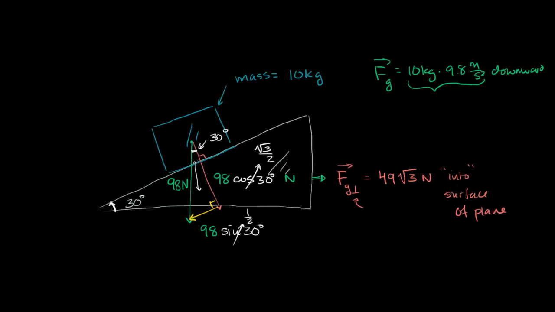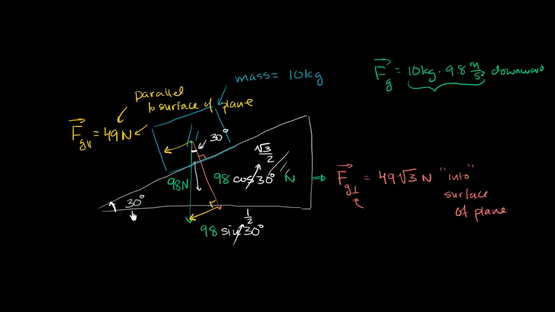And the component of the force of gravity that's parallel, I drew it down here, but I can just shift it up over here. It's the same exact vector. The component of gravity that is parallel to the surface of the plane is 98 times sine of 30. That's 98 times 1/2, which is 49 newtons. And it's going in that direction, parallel to the surface of the plane. I always have trouble spelling parallel.